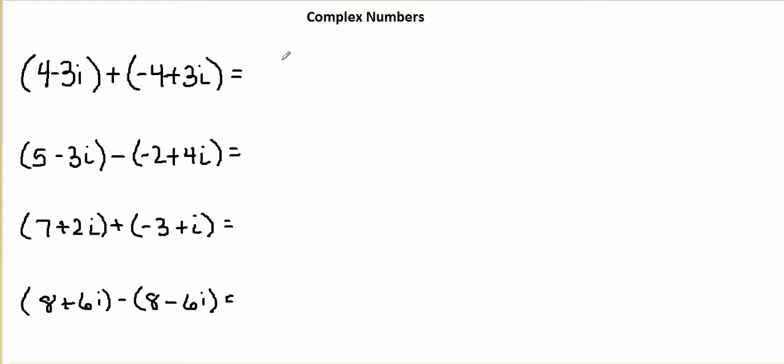In this video, we're going to take a look at how to add and subtract complex numbers. The first thing to know is that when you're adding and subtracting complex numbers, you are going to add or subtract the real parts depending on the operation, and then you're going to add or subtract the imaginary parts depending on the operation.